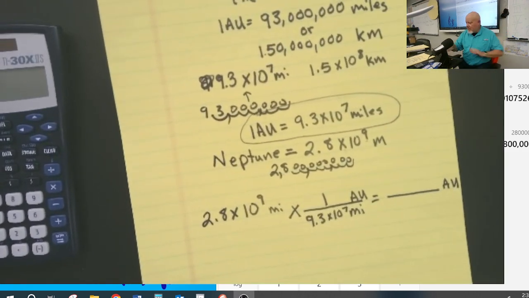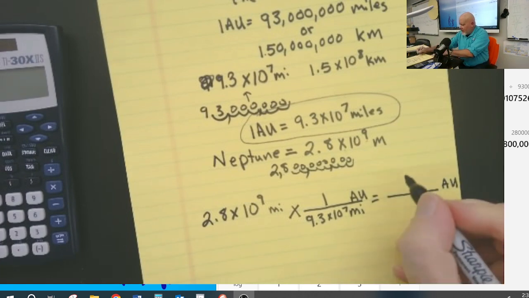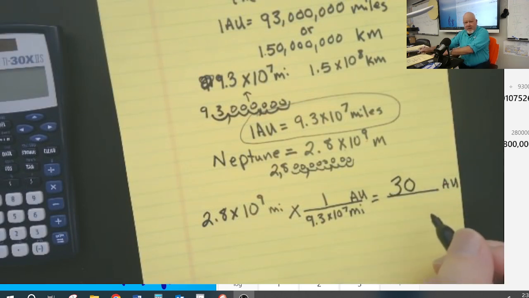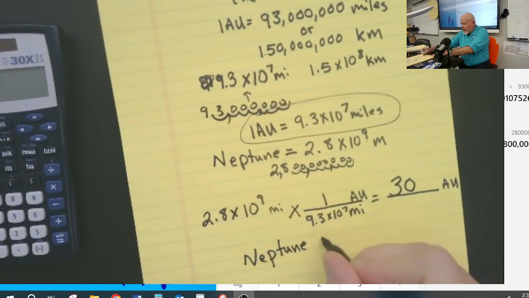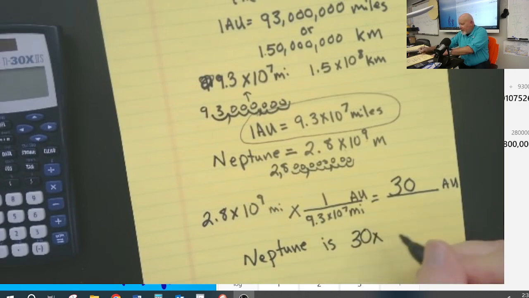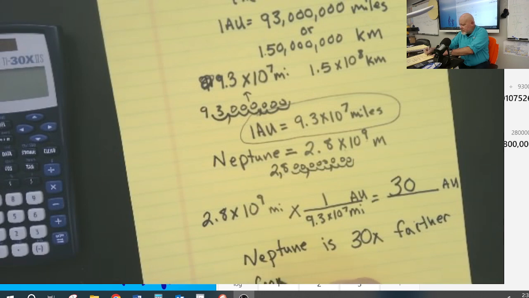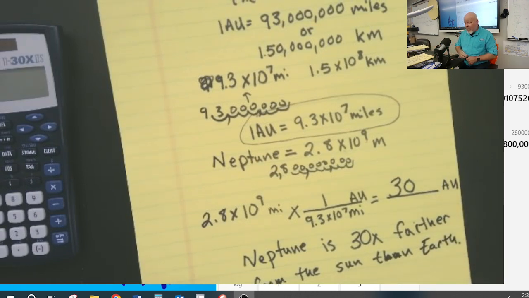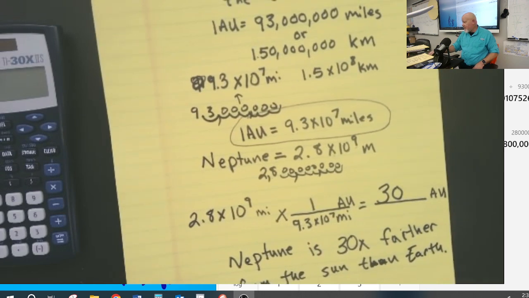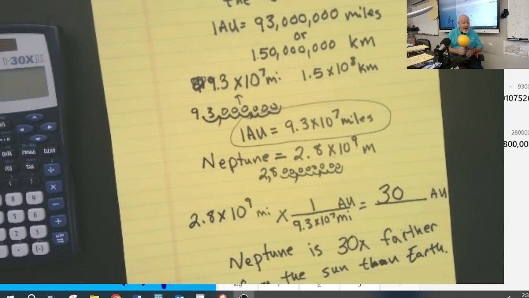So, go back to this sheet right here. My answer is 30 AU. Okay? What that means is Neptune is 30 times further from the Sun than Earth. It really helps us to kind of understand how far away Neptune is when it's 30 times further away from the Earth.